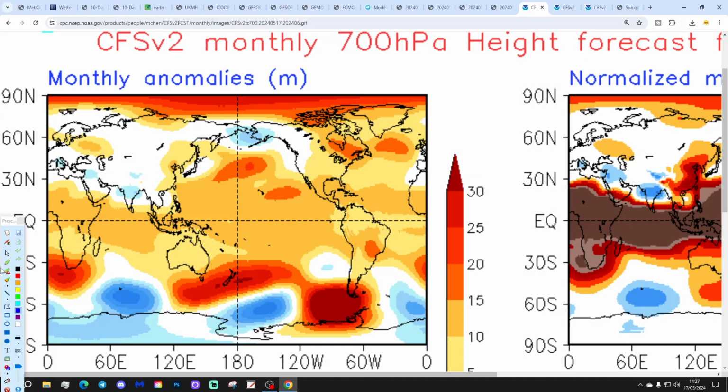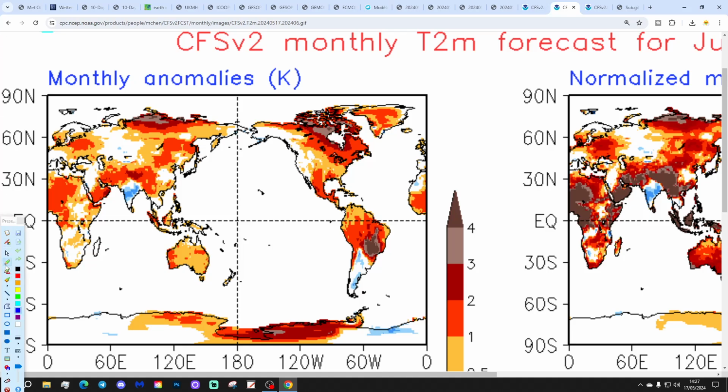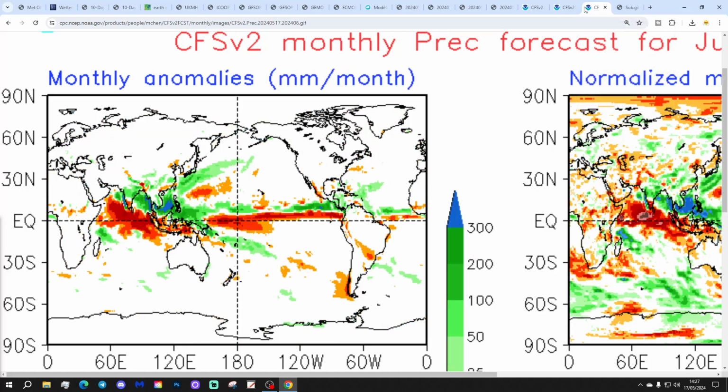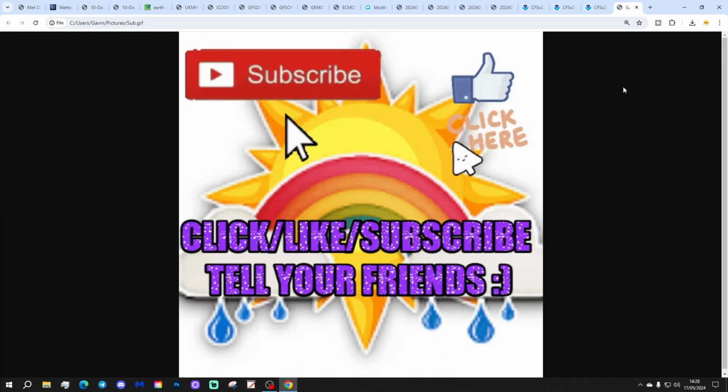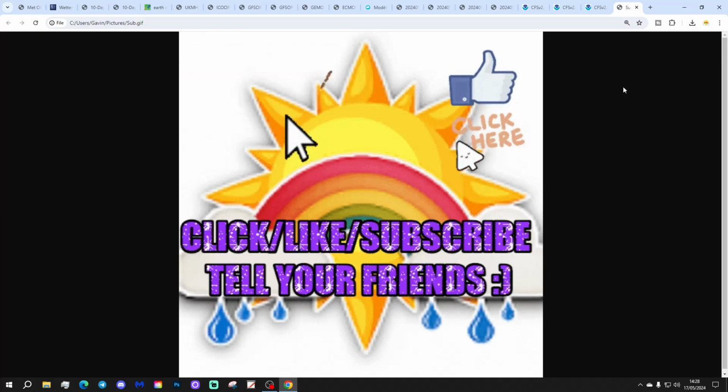CFSv2 finally for June, 700 millibar height and anomalies. Remember, these change daily. So today's idea is for a ridge to be in the Atlantic, some sort of trough to our south, the winds coming in from more of a north or northeasterly direction. The temperature anomaly for June is no better than average, really, slightly above, but not a particularly warm month given where that ridge is residing to our west, and no signal for precipitation in June either. We'll see. It may change daily, so I suspect there'll be many more twists and turns for June before we get to the start of the month.